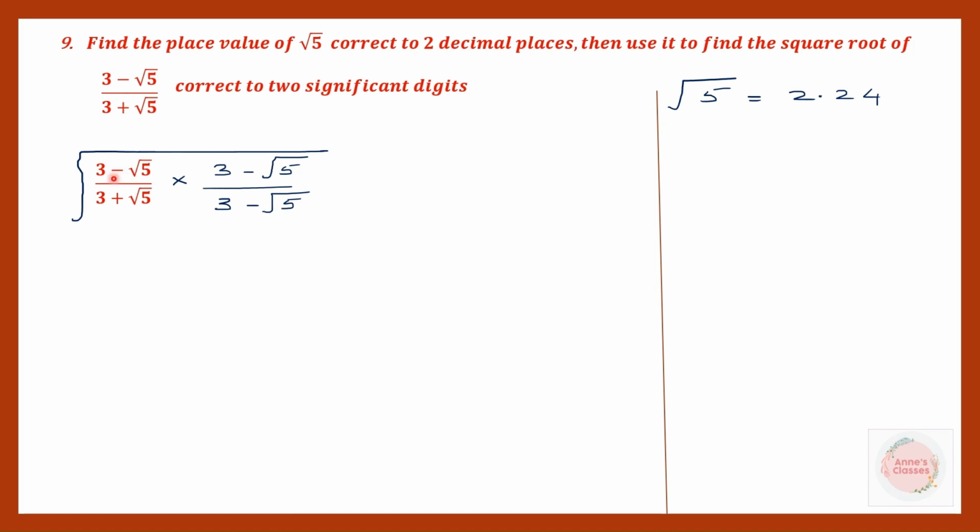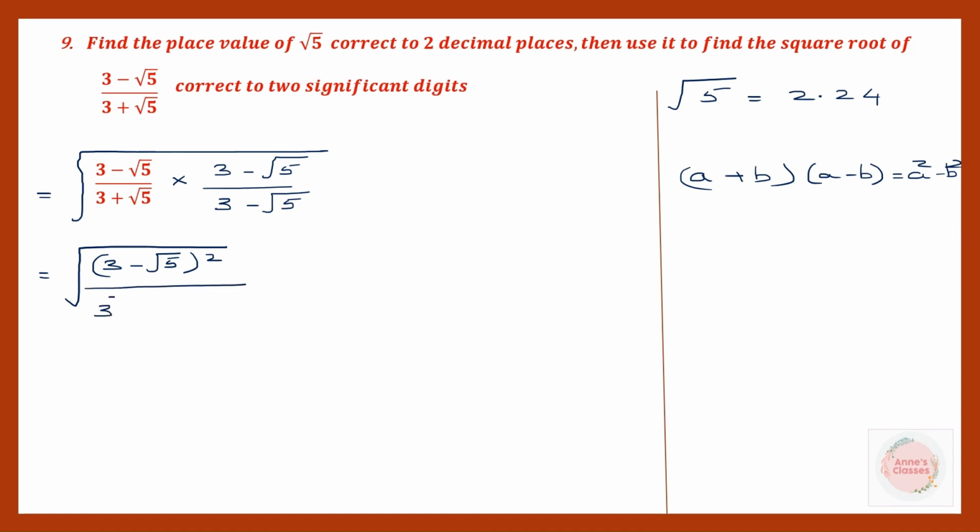So look at the numerator. Now 3 minus root 5 into 3 minus root 5 will be 3 minus root 5 the whole square. So let's do that. So here, let me write that: 3 minus root 5 the whole square. This is the numerator. Now look at the denominator. This is 3 plus root 5, 3 minus root 5. Again in the format a plus b into a minus b, which is equal to a square minus b square. So since it's in that format, this will be 3 square minus root 5 the whole square.